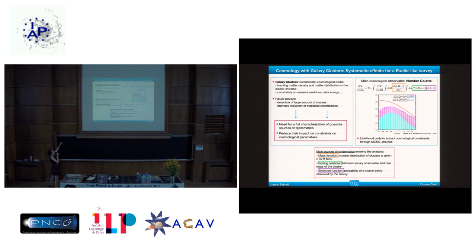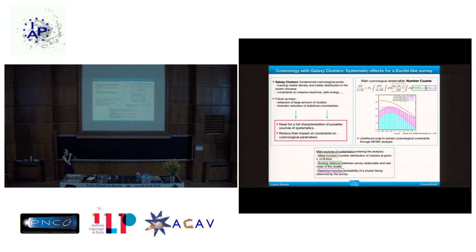Today I'm going to present you a forecast analysis for constraints on cosmological parameters from Euclid galaxy clusters. We have seen on Monday afternoon how galaxy clusters are a powerful cosmological probe. With ongoing and future surveys, we will really improve the constraining power. In particular, for a Euclid-like survey, we are going to deal with 10 to the 5 or 10 to the 6 detected galaxy clusters.